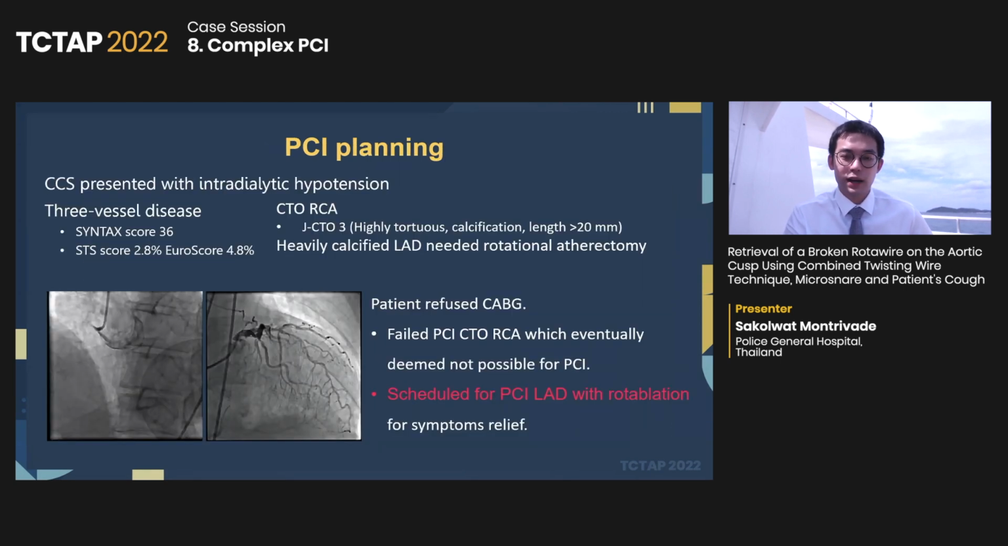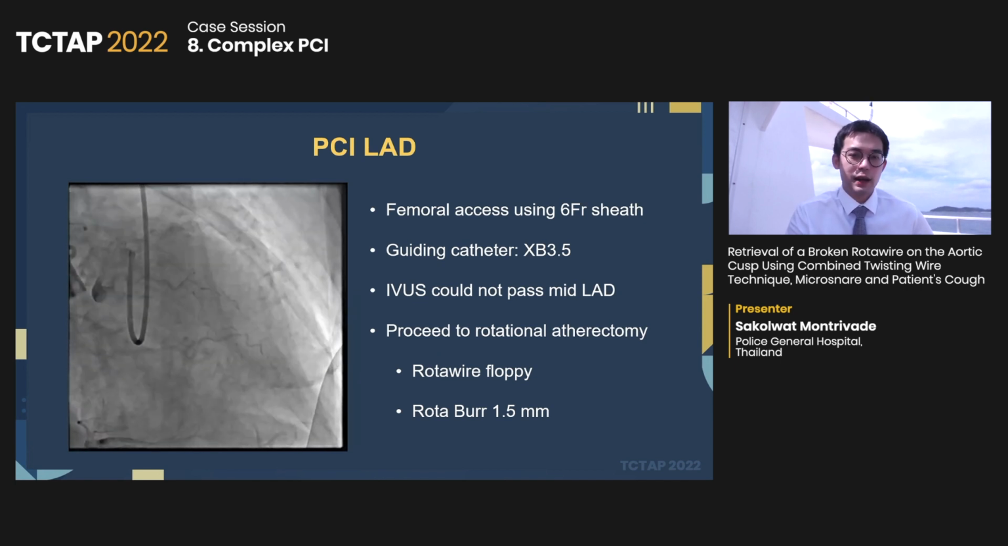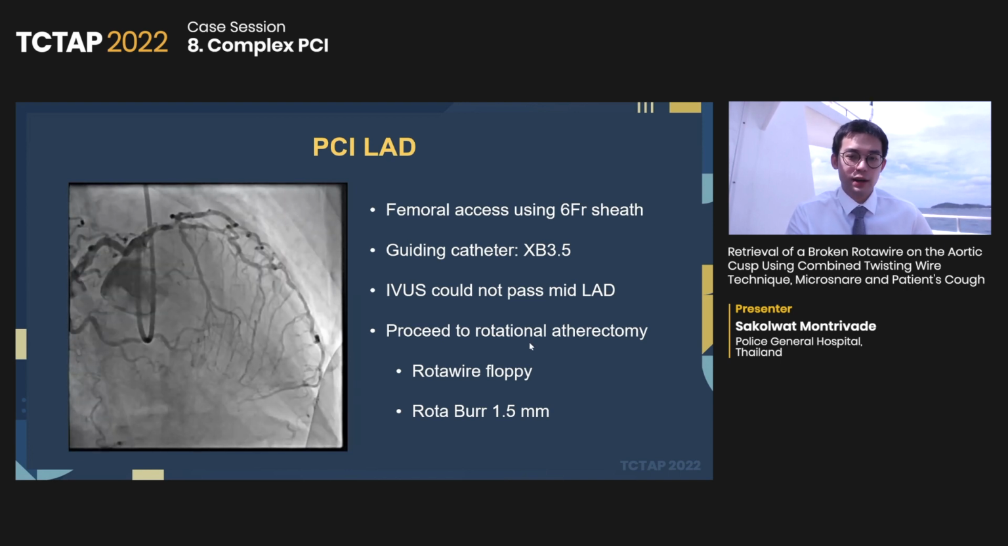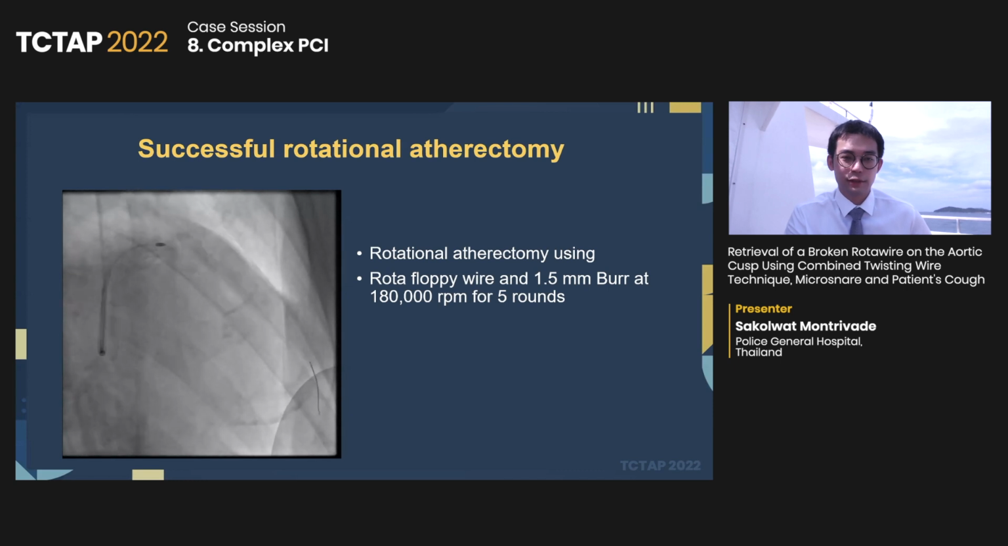The patient refused to undergo CABG, and PCI of RCA failed, and it was deemed not possible for PCI. So we scheduled the patient for PCI LAD with revascularization for symptom relief. For the PCI LAD, I used femoral access, and the IVUS could not pass mid-LAD. So we proceeded with rotational atherectomy using rotor wire floppy and a 1.5 millimeter burr for 5 rounds, and it was successfully performed.